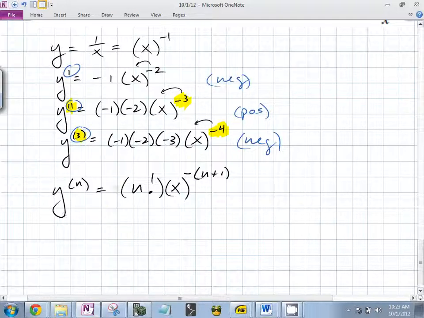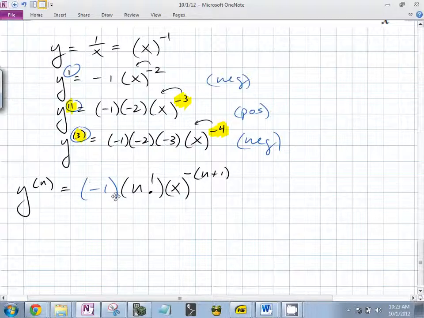So we need to add in times negative 1, but we have to be careful. What do we have to do? That negative 1 needs to flip, right? Depending on if the power is even or odd. If the power is odd, we want it to be negative. Negative n. Not negative n, sorry, just n.